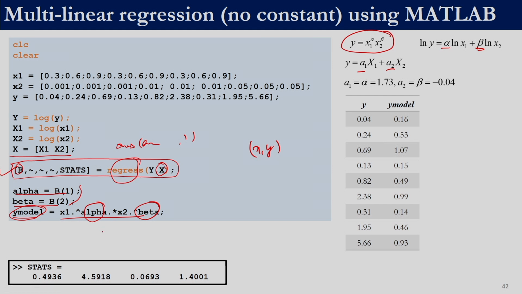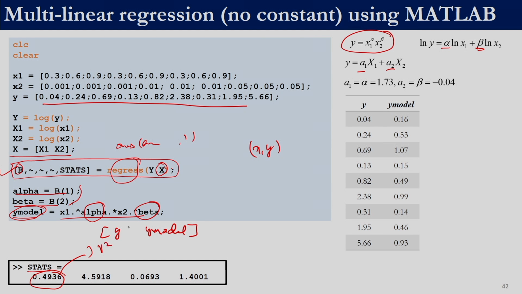Again if you do y model, you will be able to see the values which are given to us, y, and what our model is predicting. Over here you can see that the difference is significant. So, the r square is not going to be a very high value. Again if you type stats in the command window, the first value corresponds to r square.